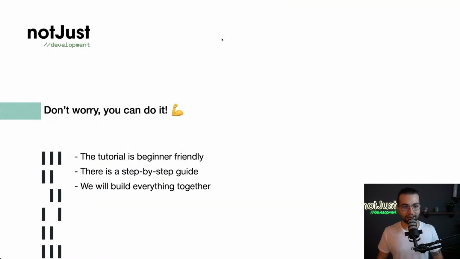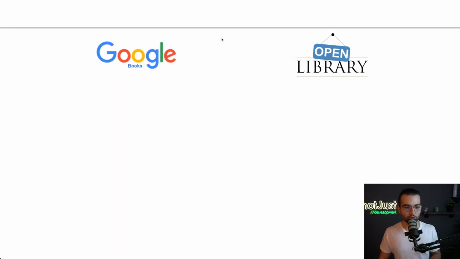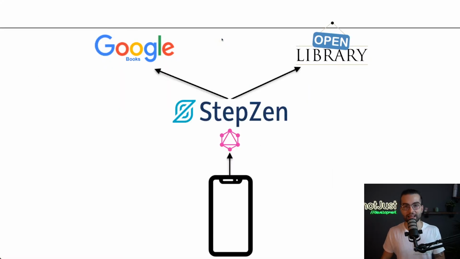So far, we have managed to create our API thanks to StepZen, and using StepZen, we generated the GraphQL API that allows us to connect to the Google Books API and also to the Open Library API. So now our goal is to install Apollo client in our mobile application, and using Apollo client, query our GraphQL API generated by StepZen. This is the next step, and let's get to it.